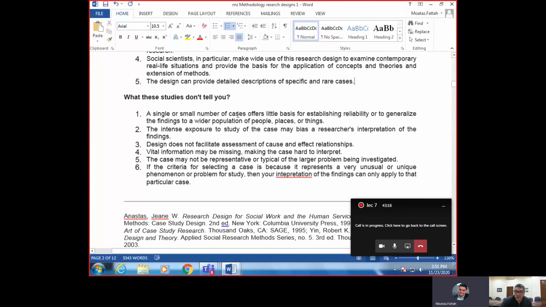What these studies do not tell you, that's something to keep in mind. A single or a small number of cases offers little basis for establishing reliability or to generalize the findings to a wider population of people, places, or things. When you study Osama bin Laden, it is Osama bin Laden. You cannot simply say all terrorists are like that. Be careful. You do not study all terrorists or a group of terrorists. Actually, you studied one, and some of his associates, so you end up with 3 or 4 or 5. But you cannot claim that you have studied everybody. You cannot generalize. Your discussion is limited to the case study you studied.